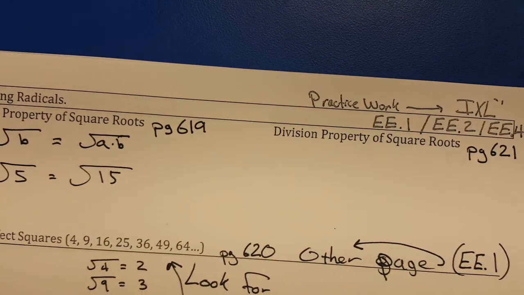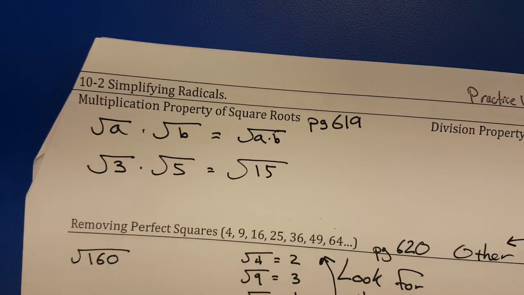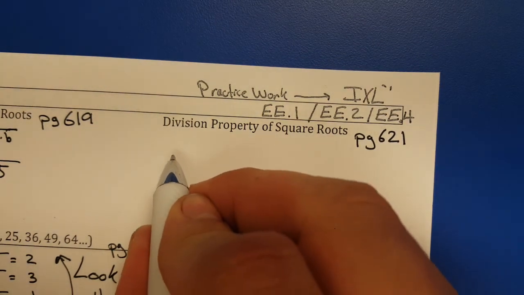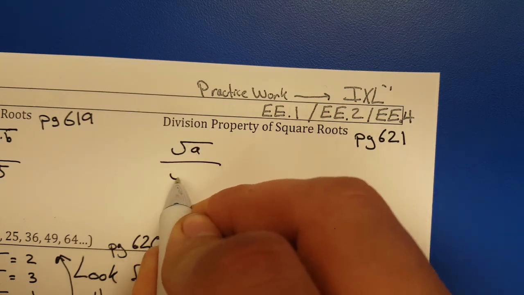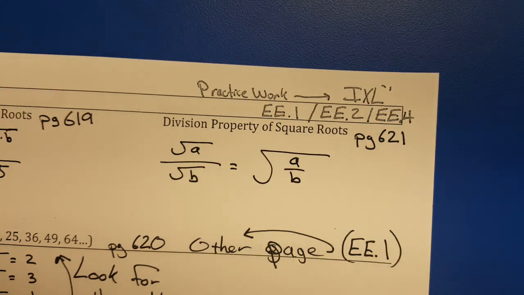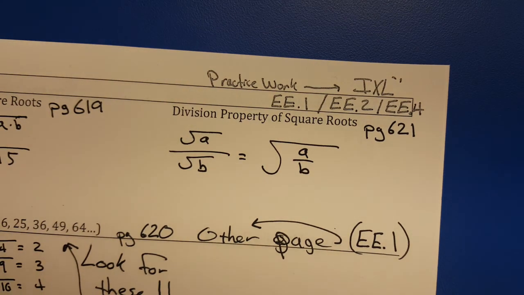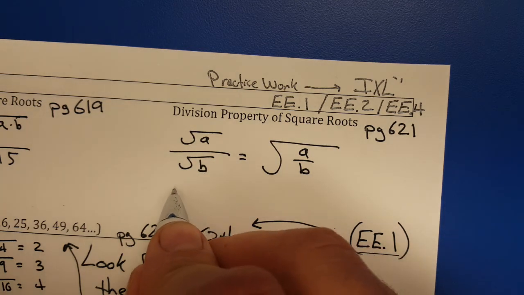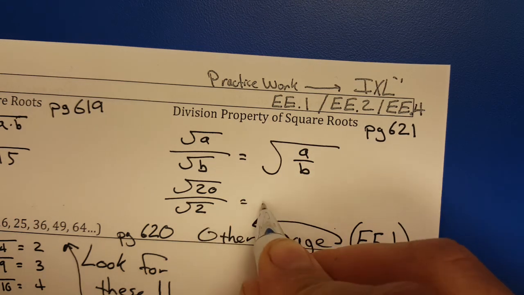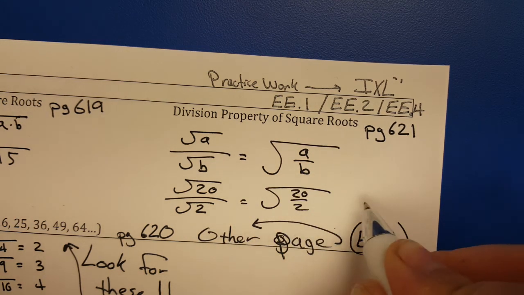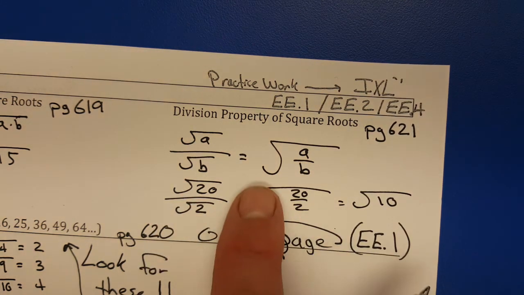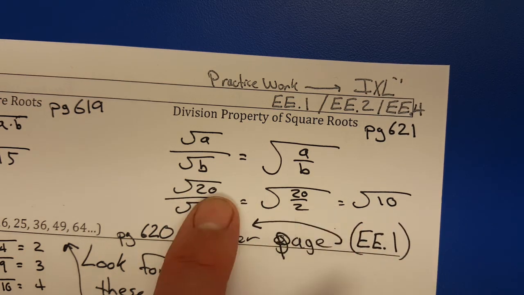Not only can you combine multiplications, but you can also break down division. So here's the division property of square roots. If you take the square root of a and divide by the square root of b, that's going to equal the square root of a divided by b. Again, if you have the square root of 20 divided by the square root of 2, that's going to be the square root of 20 divided by 2, which would be the square root of 10, because 20 divided by 2 is 10. If you want to do some calculations really quick, that should all be equal.